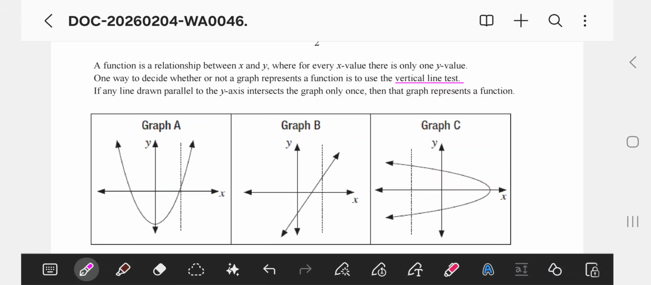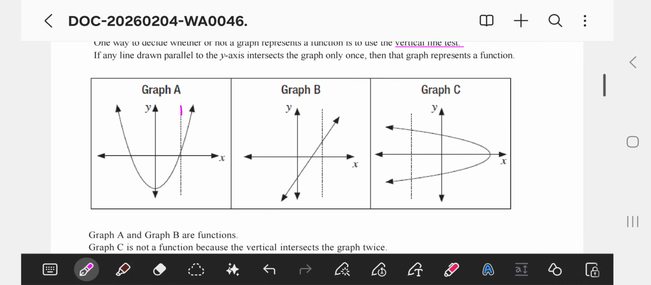And it says, if any line drawn parallel to the y-axis intersects the graph only once, then that graph represents a function. So there is a very simple test that we can do to check if a graph is a function, and that is known as the vertical line test. All we do is we draw a single vertical line through the graph, and this can be done anywhere on the graph. Here they've just decided to do it on the positive x-axis, but it could have even been on the left-hand side, on the negative x-axis. Okay, so let's go according to how they have it.